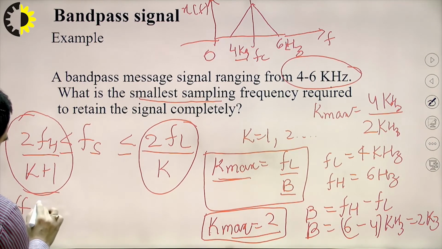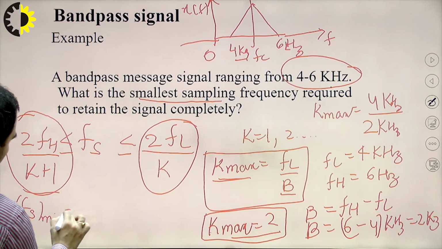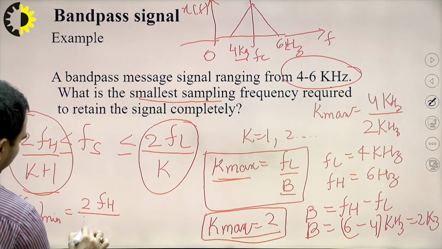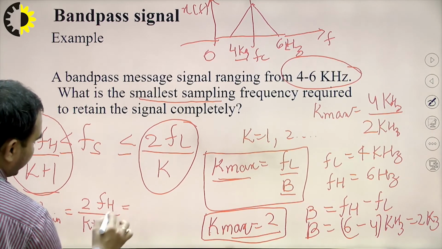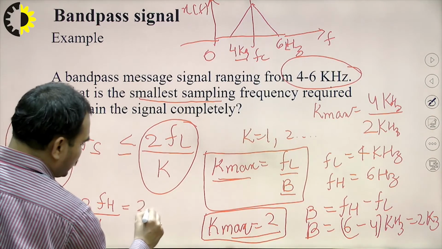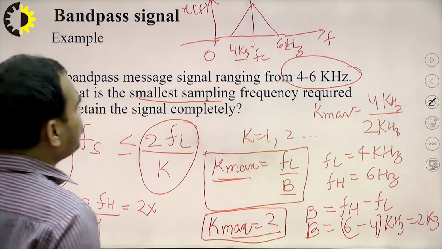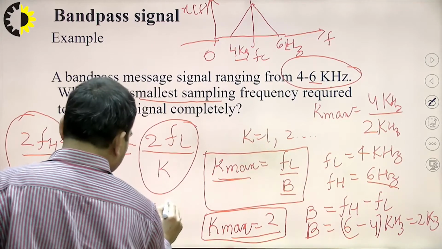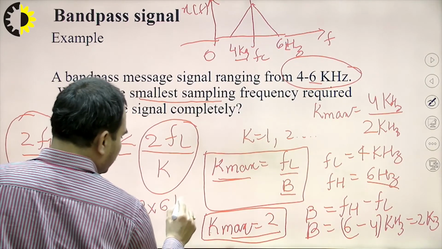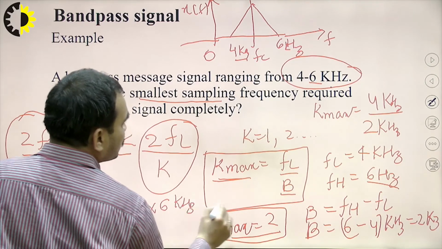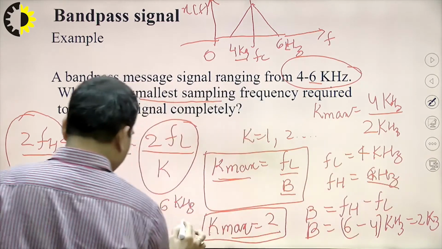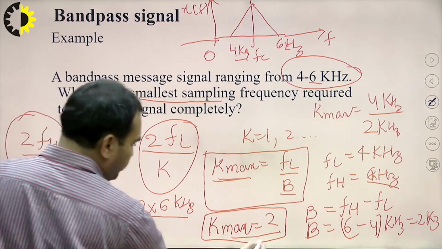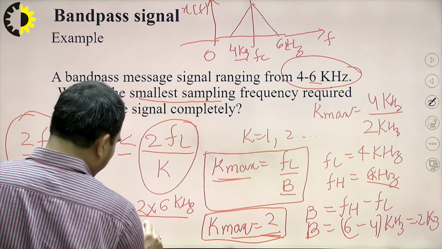minimum Fs is equal to twice of Fh by k plus 1. So that is equal to twice of, what is the highest frequency? Highest frequency is 6, or Fh equals 6 here. So we have 6 kilohertz, I forgot to write k, divided by k plus 1. So what is the value of k maximum? 2. So 2 plus 1.